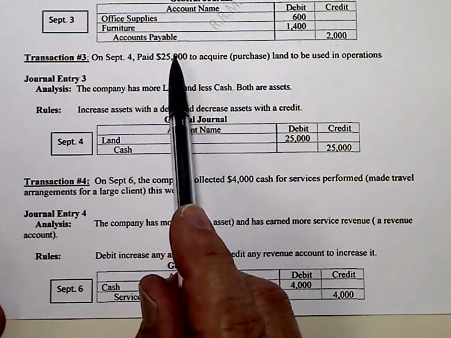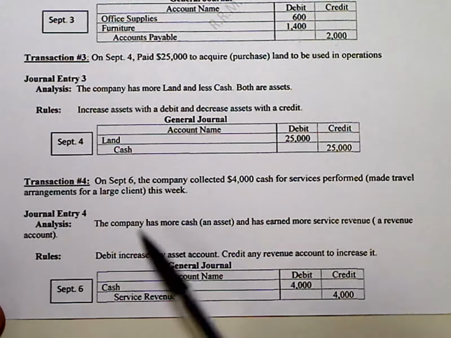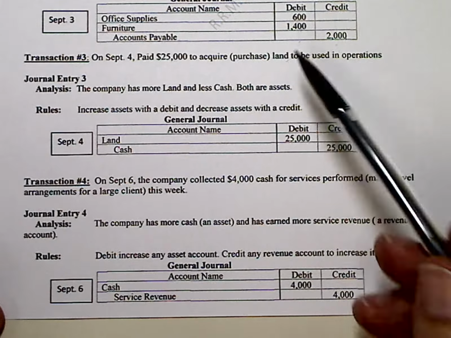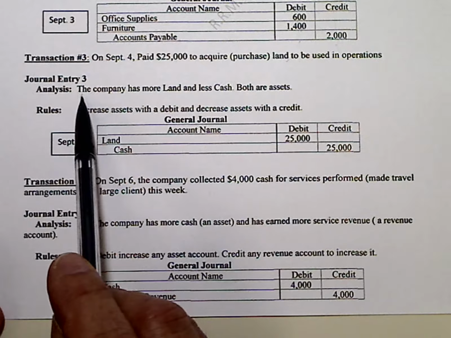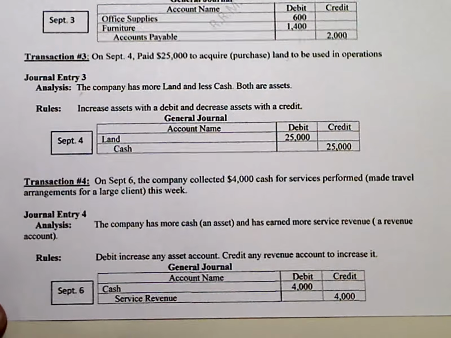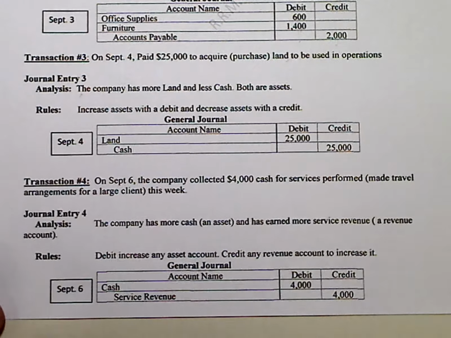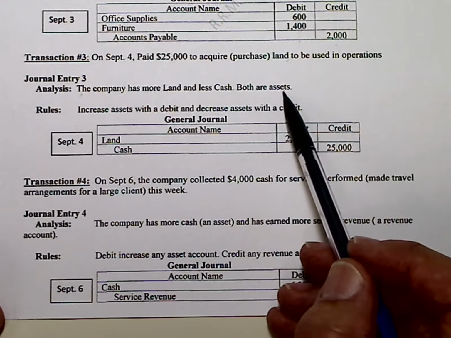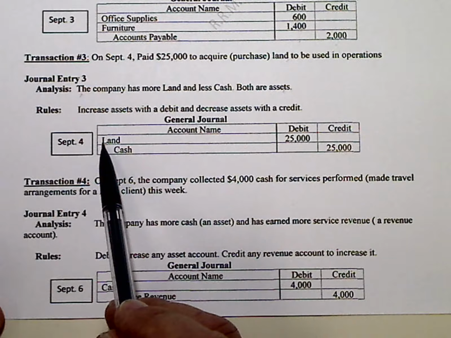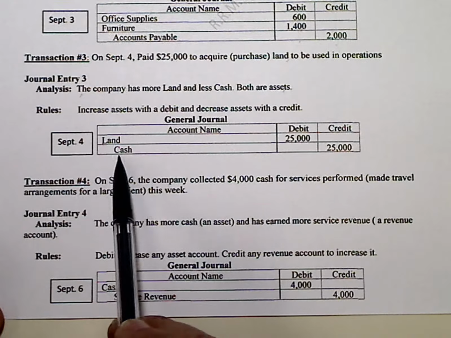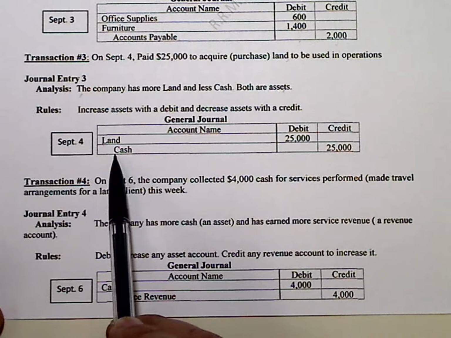Transaction 3, company paid $25,000 and purchased some land. The analysis of that, what this accountant noted here was, well, hey, we've got more land, less cash. They're both assets. Debit land to increase land, credit cash to decrease cash.